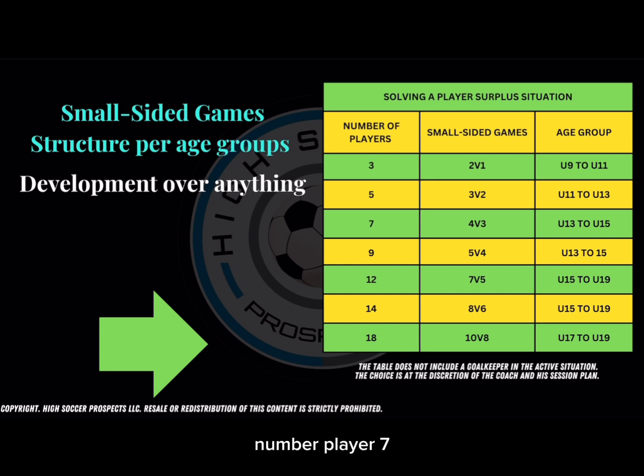Number of players, 7. Small-sided game, 4v3. U13 to U15. Next one, number of players, 9. Small-sided game, 5v4. U13 to U15. Next one, number of players, 12. Small-sided game, 7v5. U15 to U19, and then so on and so forth. Number of players, 14, 8v6, U15 to U19, and I think you kind of get the point.